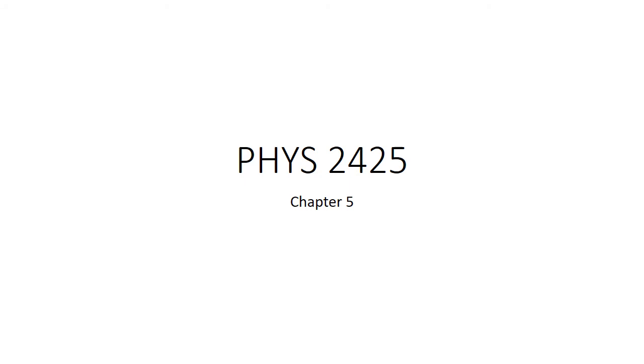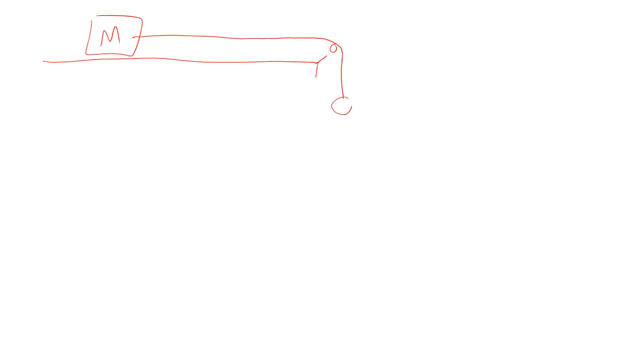So let's do another example. Let's imagine that we have a frictionless surface with a mass on it. We call it big M. We have a little pulley right here, and we have a string running over the edge of a table to a small mass, little m. And we want to know what's going to happen.